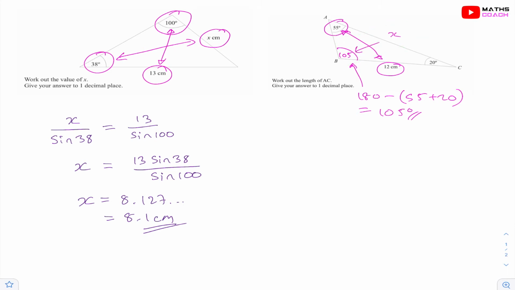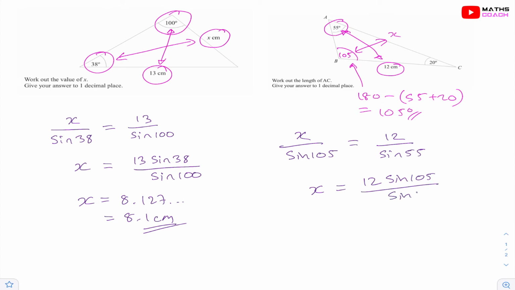So let's put that in there, right there. So we can use our sine rule. So let's go. What will we have? We are looking for x, so it's going to be x over sine 105 is equal to 12 over sine 55. Once again, let's make x the subject by getting rid of the sine 105 on the bottom. So we have 12 times sine 105 over sine 55. And that gives us 14.15013 dot dot dot. And we want to give the answer to one decimal place again. So 14.2 centimeters.